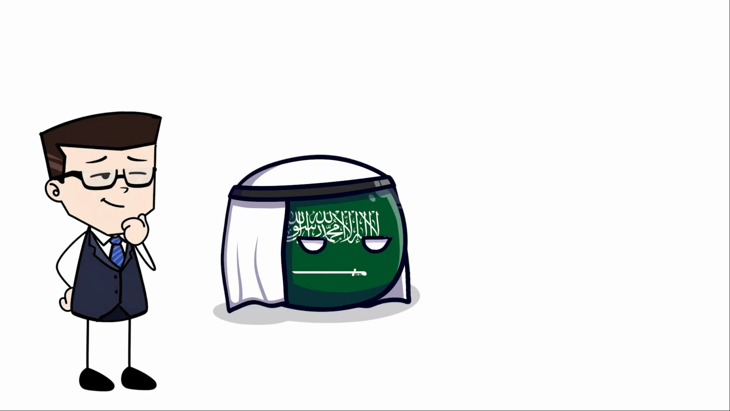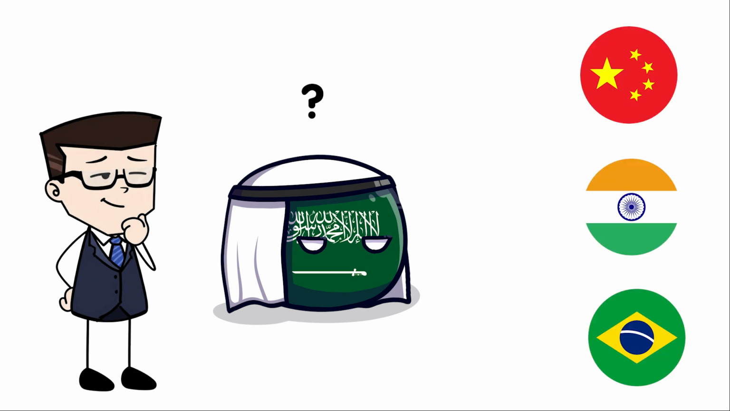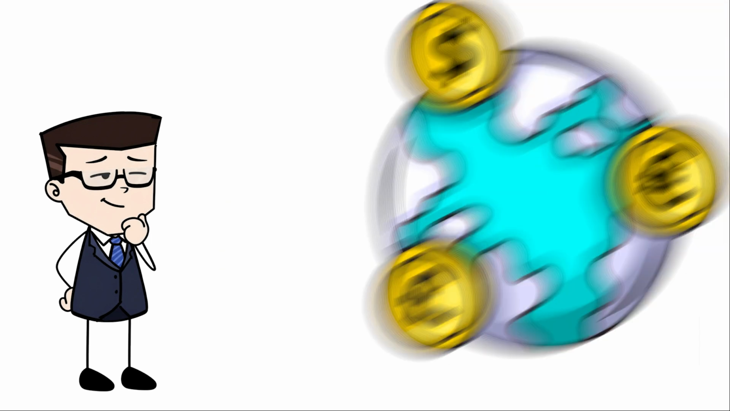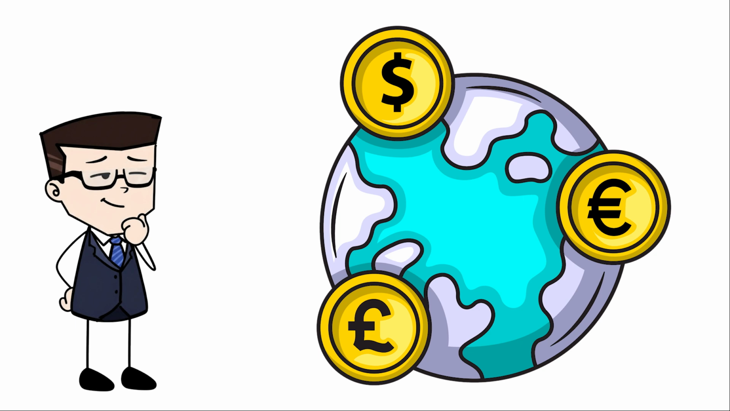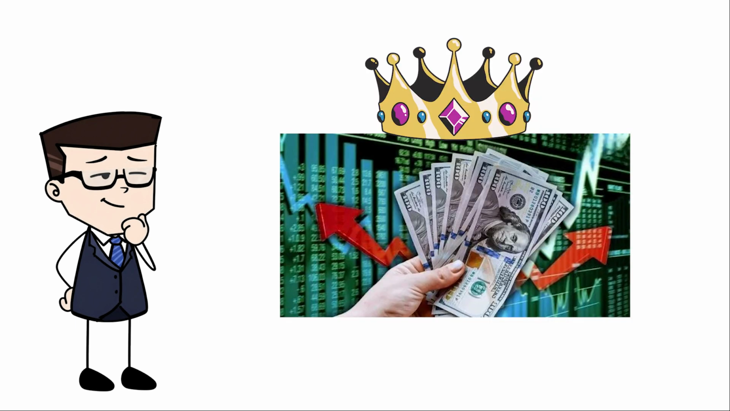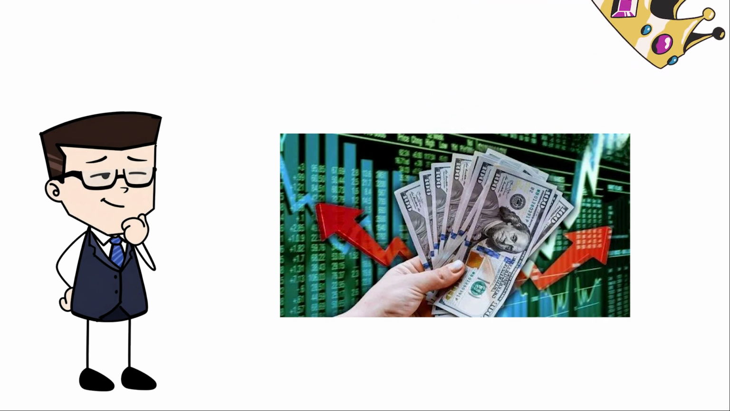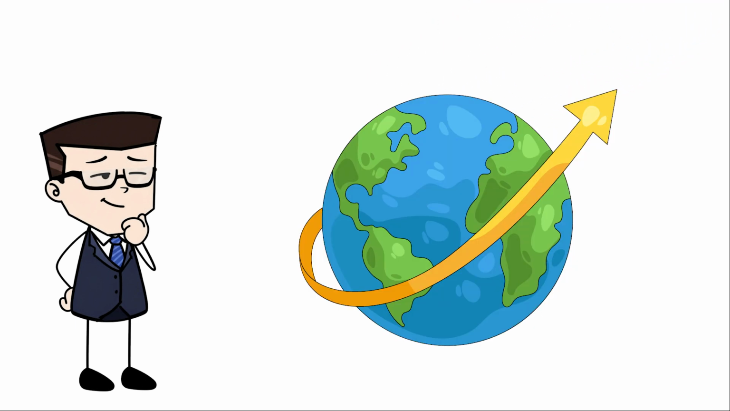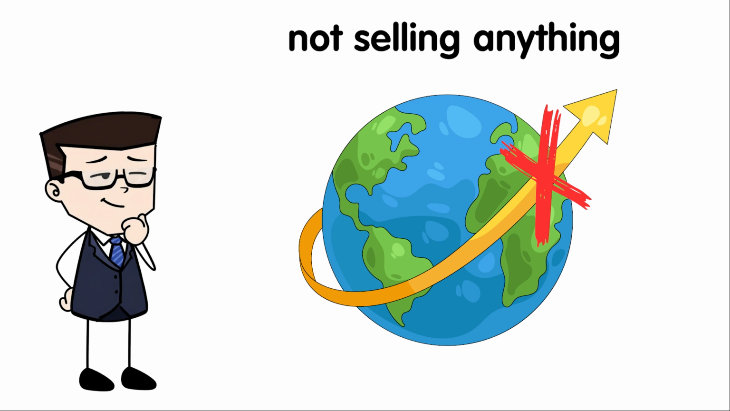However, there is news that Saudi Arabia is considering accepting payments in other currencies from China, India, Brazil, and Russia. If this trend continues for 5 to 10 years, we might see the first multi-currency era in history. The dollar will still be strong, but it won't be the only king anymore. On the other hand, if a country doesn't sell anything, nobody needs their money, so it becomes weak.